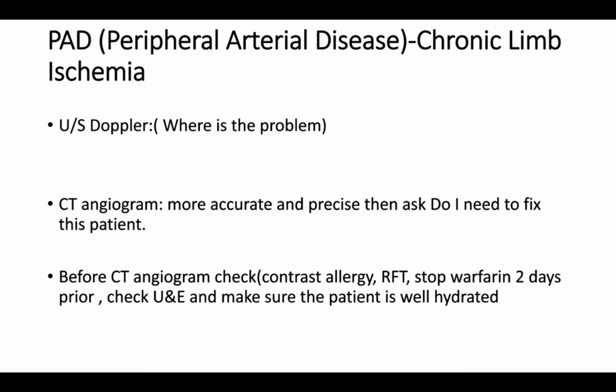Second investigation is ultrasound Doppler. An ultrasound Doppler answers the question, where is the problem? It will show you if there is stenosis or calcification in a specific segment of the artery. After the ultrasound Doppler, the third investigation is CT angiogram. It's more accurate and precise. After you do the CT angiogram, the next question you should ask is, do I need to fix this patient?